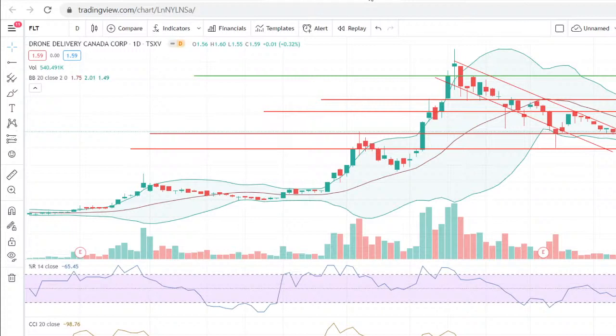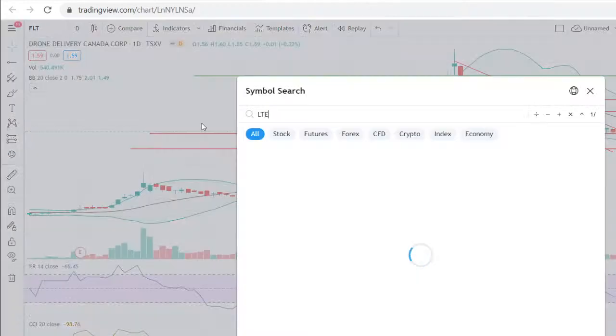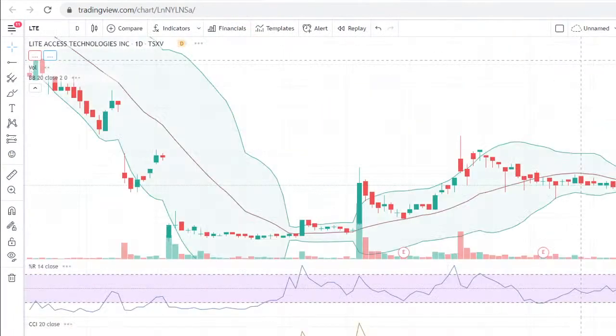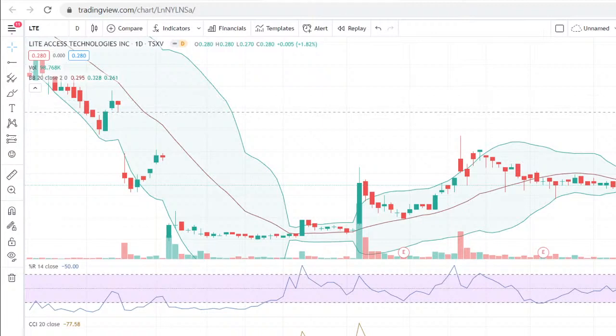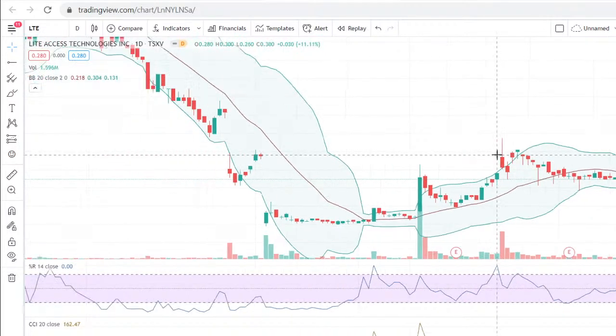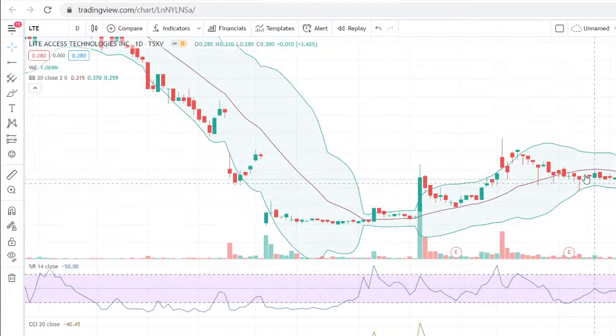Okay, so LTE. Let's start with LTE. LTE seems to be in a consolidation phase on a daily basis.